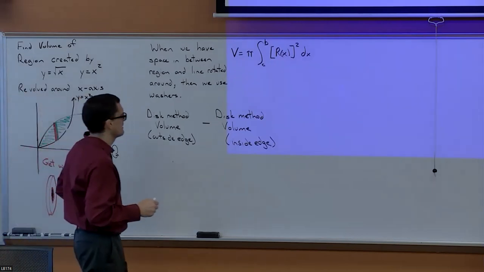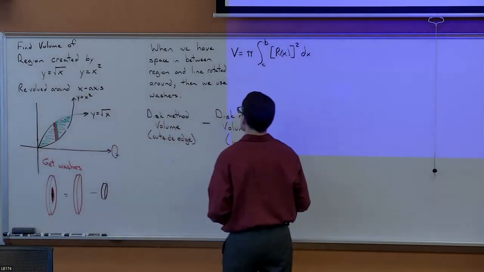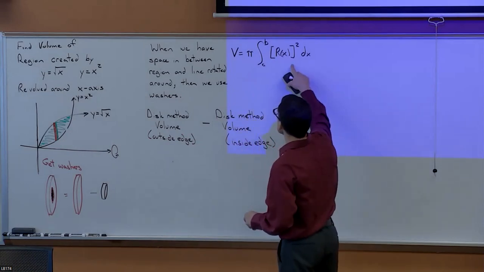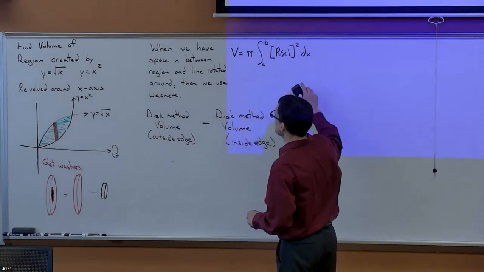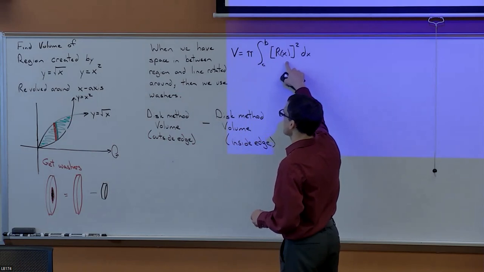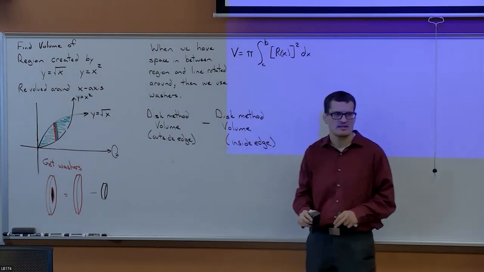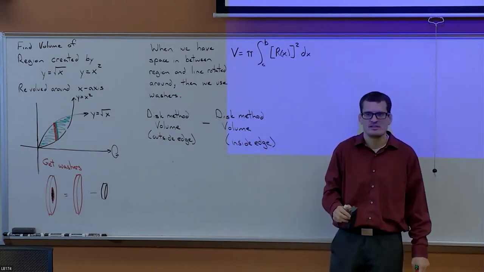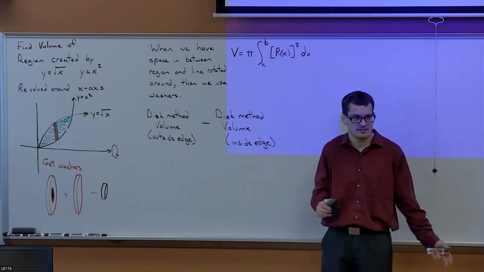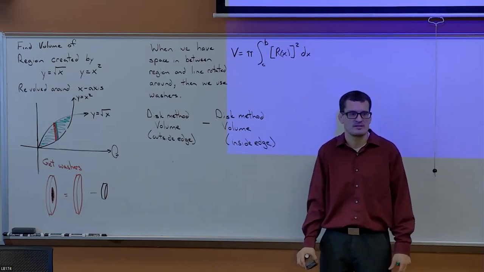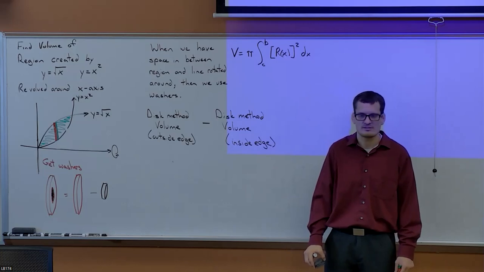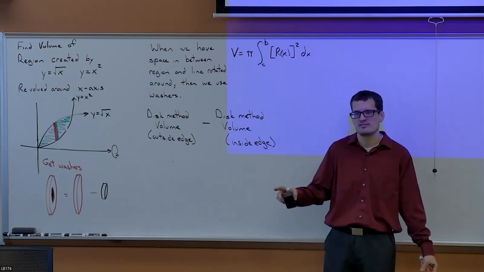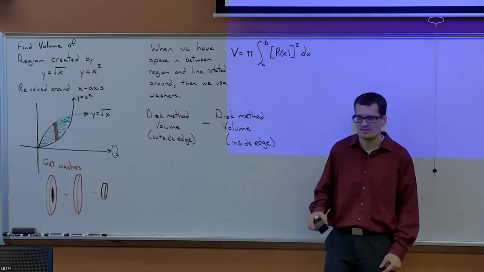When you go to set this up, the first disk method value, you usually use a capital R width. That's the outside edge. Then what do you think you'll use for the other disk method value? Lowercase r, exactly. Radius, big radius minus small radius, kind of thing.